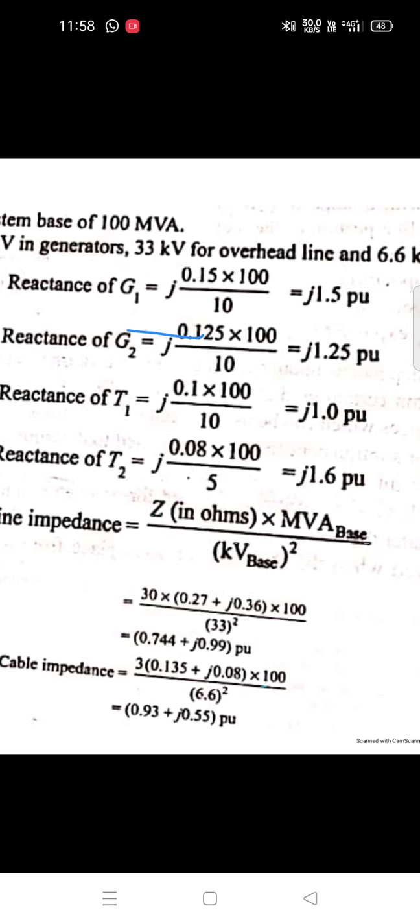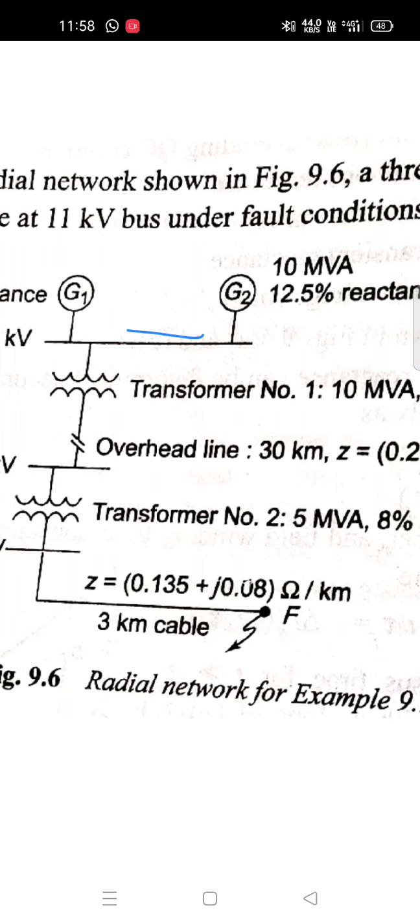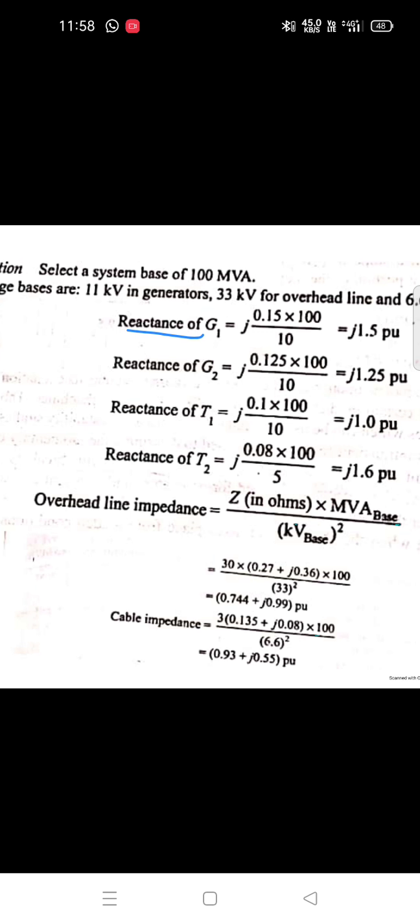Now the same for the cable impedance. For the cable we are also given the length and the Z: 3 km is the length and the impedance is 0.135 plus j0.08 ohm. We take it, and the voltage base squared for the cable is 6.6. The resultant will be 0.93 plus j0.55. So here we get all the reactances of G1, G2, T1, T2 and the impedances of the overhead line and the cable.